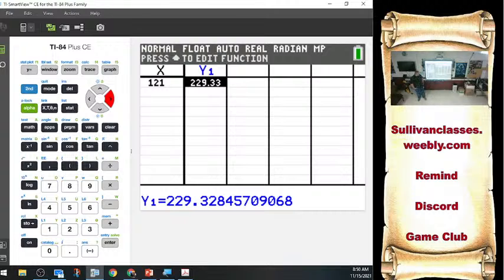And you write 229.328 and you get it wrong. The table is in thousands. So 229,328 approximately rats. That's a lot of rats.